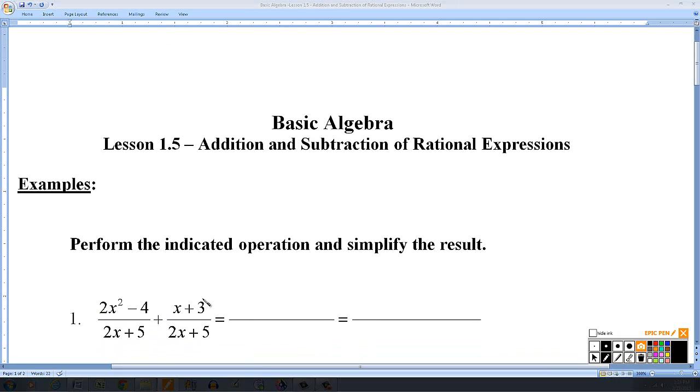So all I have to do then is add the numerators. The denominator will stay 2x plus 5. And then the numerator becomes, adding, I'll get 2x squared. Okay, x is by itself, so this will be a plus x. And then minus 4 and a plus 3 is a minus 1.